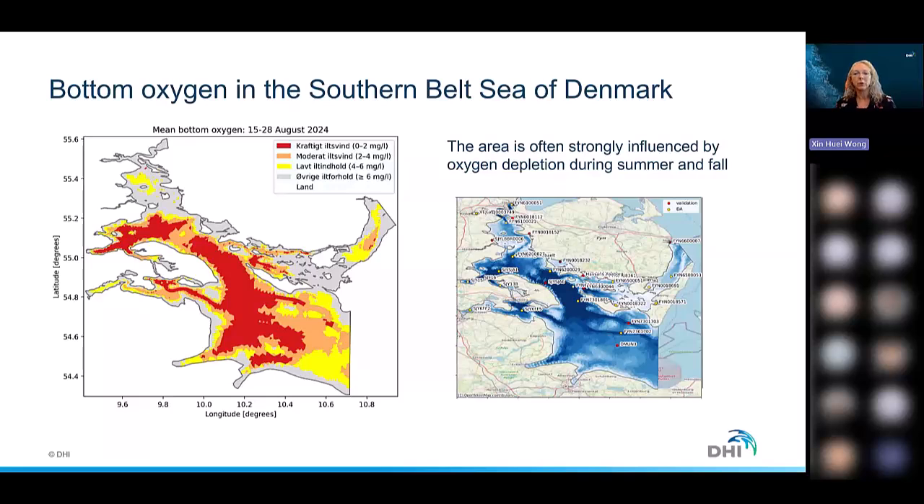The figure shows model results, including data assimilation, of bottom oxygen for a 2-week period in August 2024. And the red shows us the severe oxygen depletion with concentrations below 2 milligrams per liter. So as you can see, it's a widely spread phenomenon, not only in the deep water, but also in some of the fjords and in the archipelago.